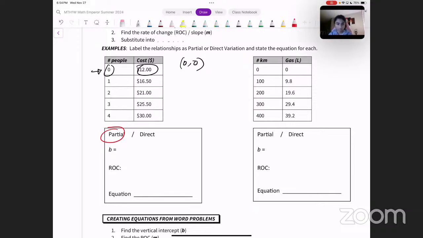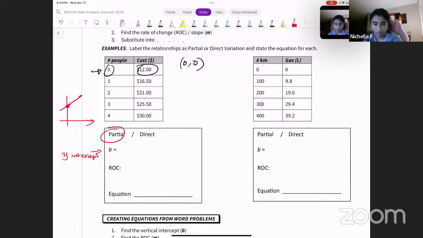The b value, to remember, b value is y-intercept. And y-intercept means where your graph touches the y-axis. When a graph touches the y-axis, something important to see, the x-coordinate must be 0. So to find a y-intercept using a table of values, go back to where x is 0 and find the answer. Do we have x is 0 and then corresponding values? So what is the b value? $12, okay.